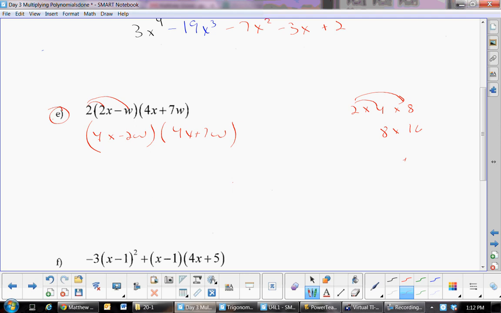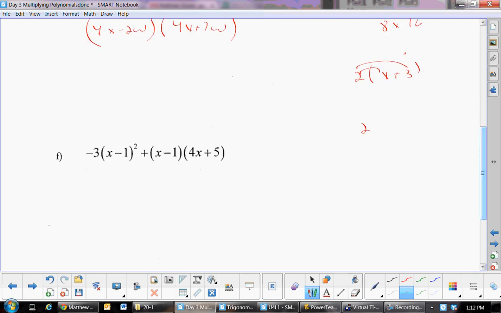Don't get that mixed up with when you had 2 times x plus 3, that you do distribute. Okay? Like if you have 2 times a plus b plus c, what's the answer to that? 2a plus b plus c would equal 2a plus 2b plus 2c. Okay? Mathematics is so similar, that's why it gets confusing.